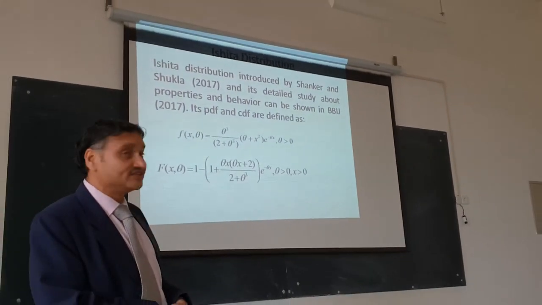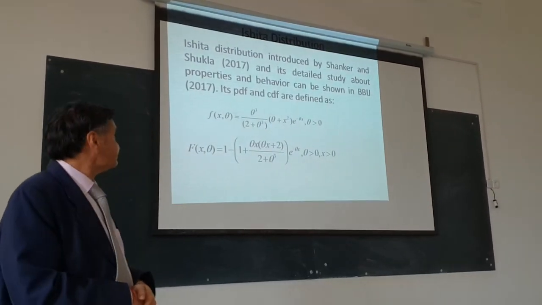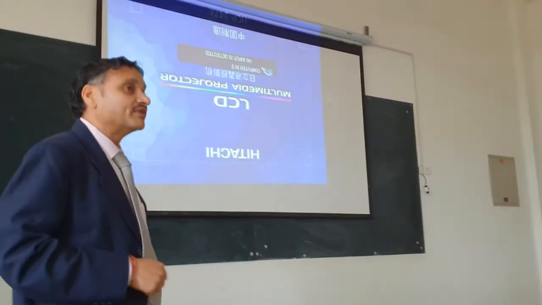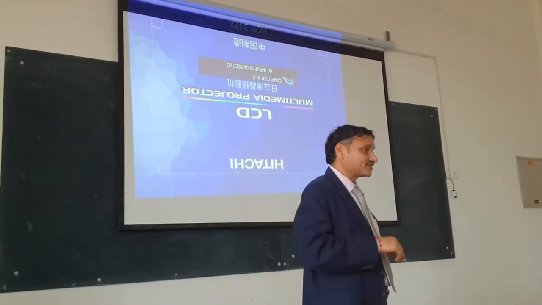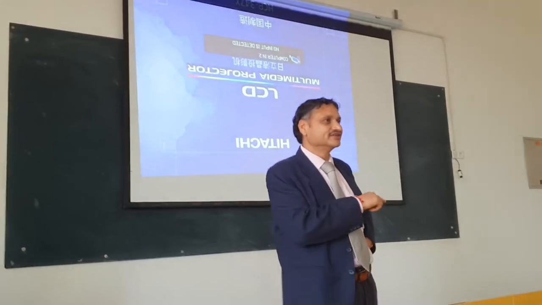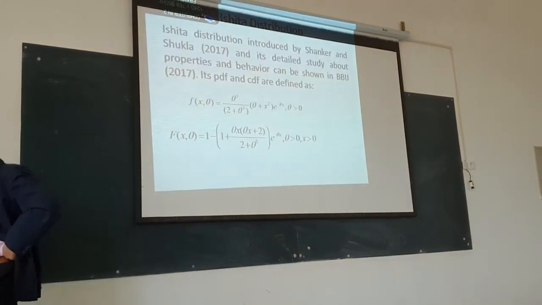The next slide is the Ishita distribution. The Ishita distribution was introduced by me and Professor Shanker in 2017. This distribution is basically named after my daughter, Ishita Shukla. That's why I put my daughter's name on the Ishita distribution.